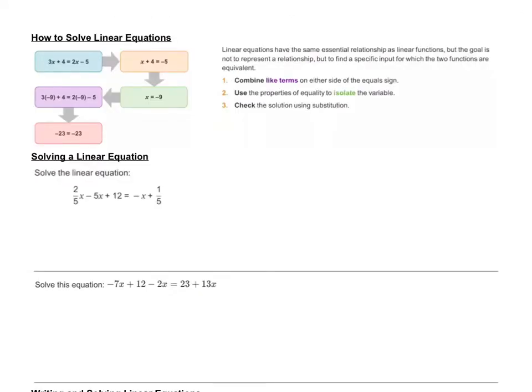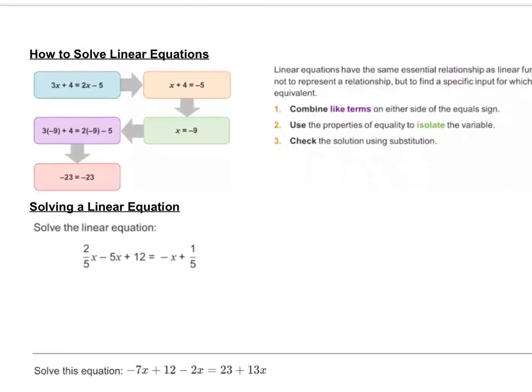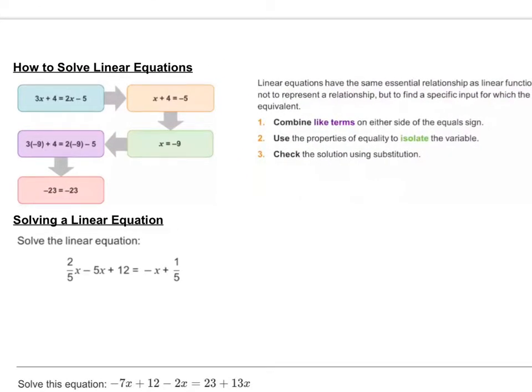All right, so we've kind of been doing this already where we're learning how to solve linear equations. The first thing is we want to combine like terms on either side of the equal sign, all right? And the important thing is putting those numbers from one side to the other and being comfortable moving those over, okay? And then use properties of equality to isolate the variable and then check your solution using substitution.